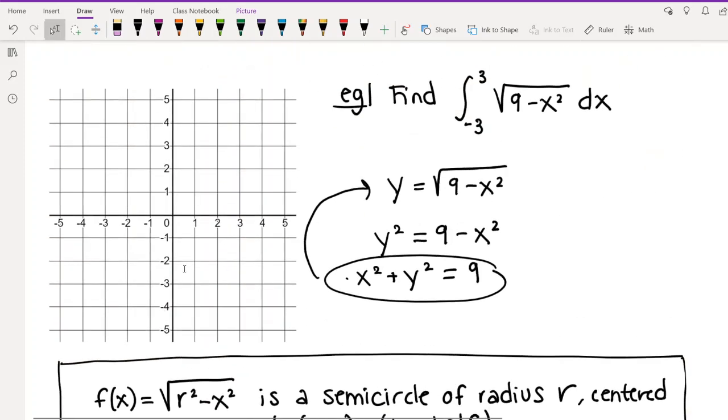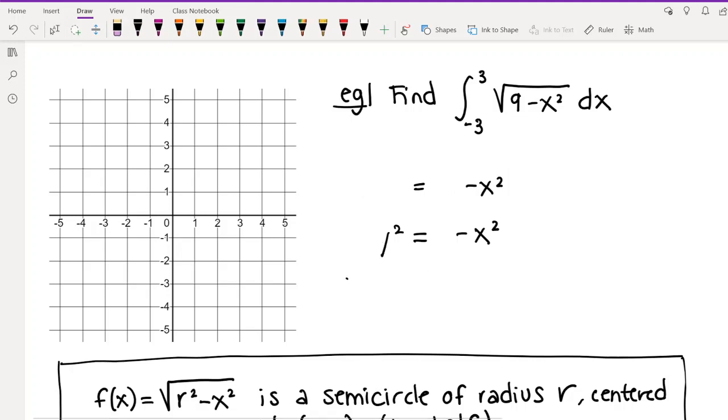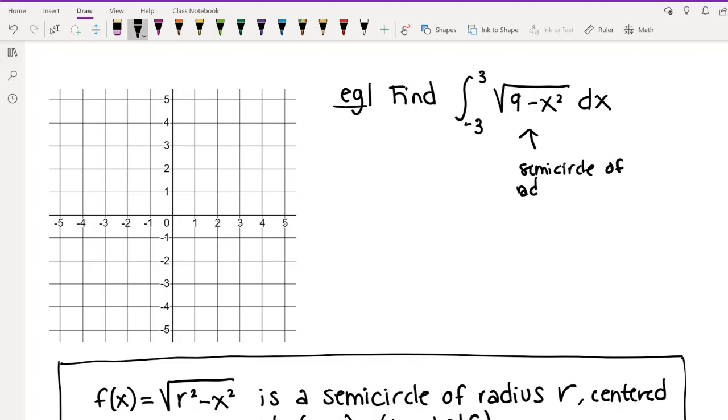Okay, so why is this useful? Well, if our graph is a semicircle, so I'm just going to erase this and write that in here. So this is a semicircle of radius 3. So if our graph is a semicircle, that means that we'll be able to use the circle area formula to find its area. So the area that we're looking at in this picture is this area here, and it's all above the x-axis, so it's going to be positive.